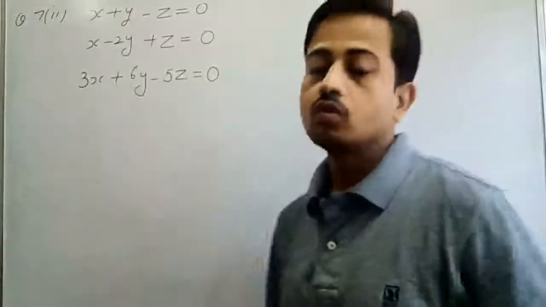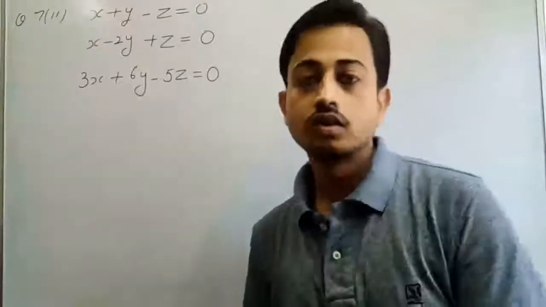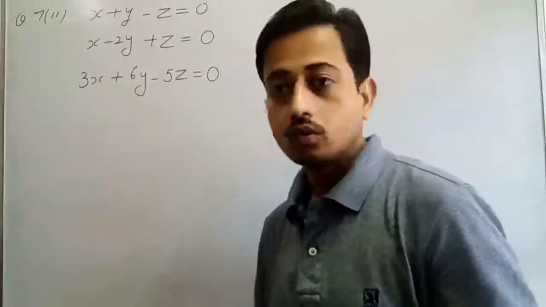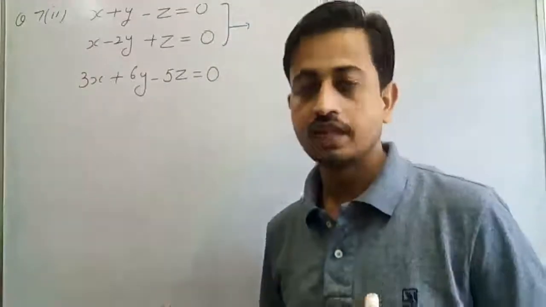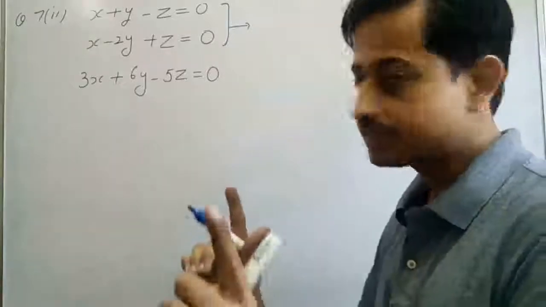Now what do we have to do? We have to find the infinite solutions for the homogeneous linear equation. So in this, what do we have to do? We have to use the first two equations to get the solutions. How will we get the solution? Please take a look.